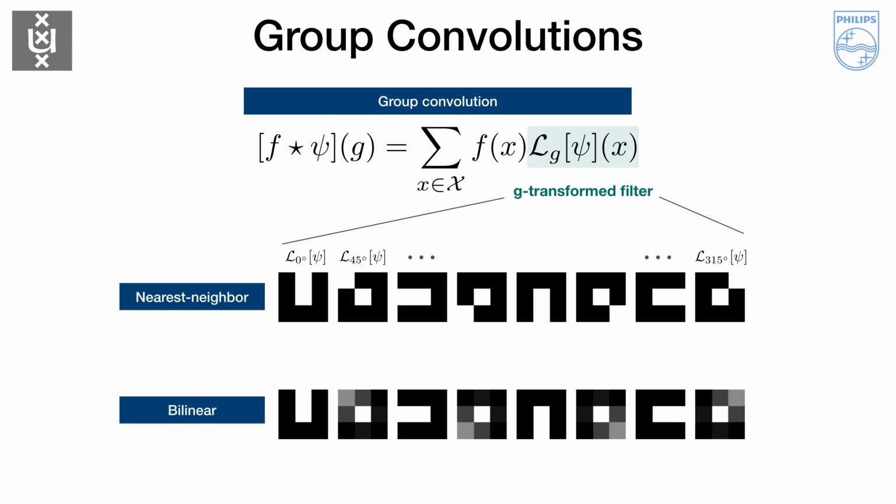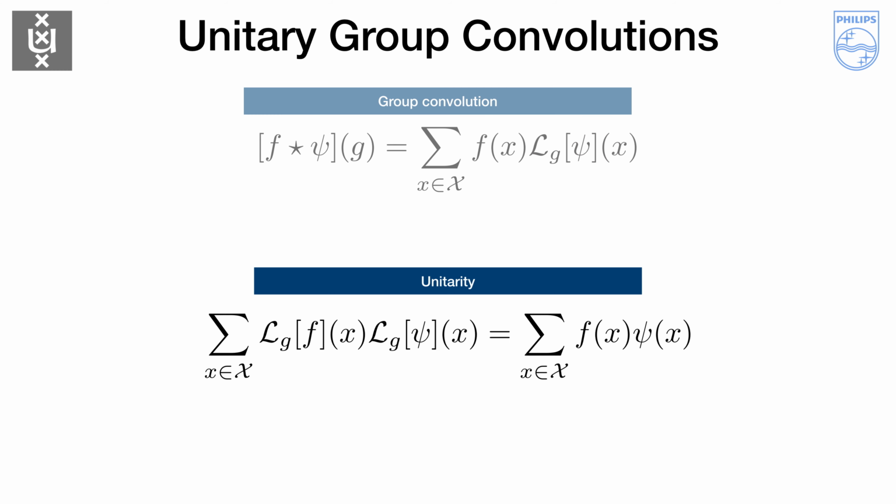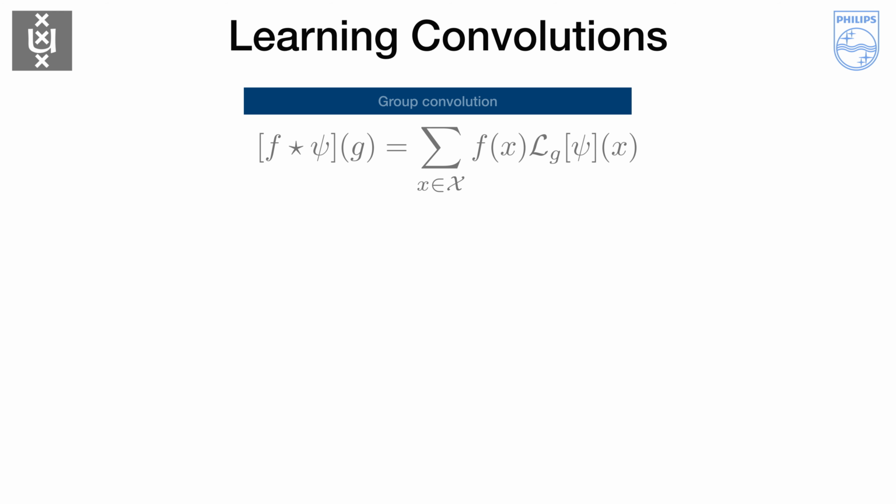To fix it, the transformation operator L sub g must be unitary under the convolution. This is a definition of unitarity. It says the inner product from which the convolution is built is independent of the transformation operator L sub g. In other words, it must be norm-preserving. It is not entirely obvious how to build such a transformation operator in the presence of discretization, so we present a scheme where this property is learned.